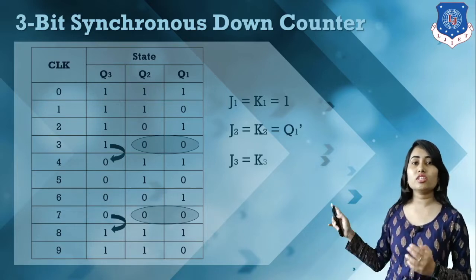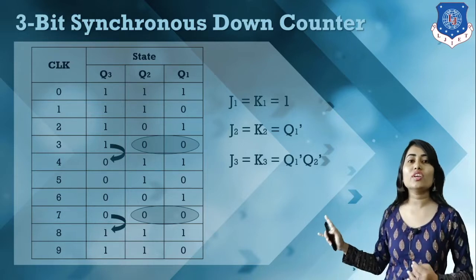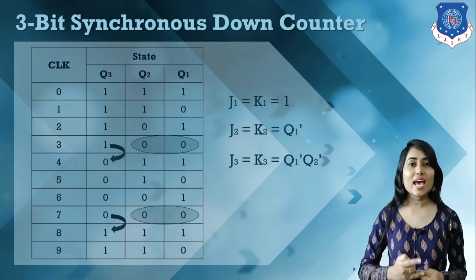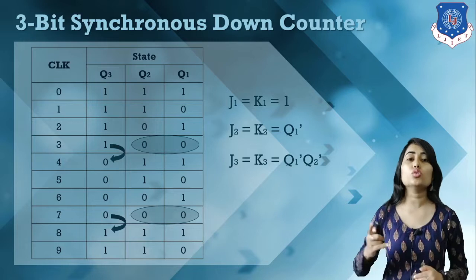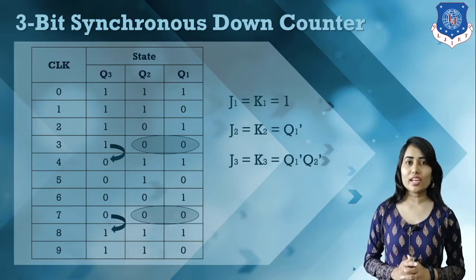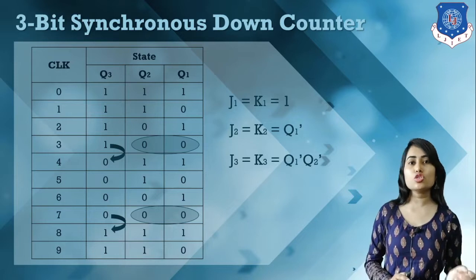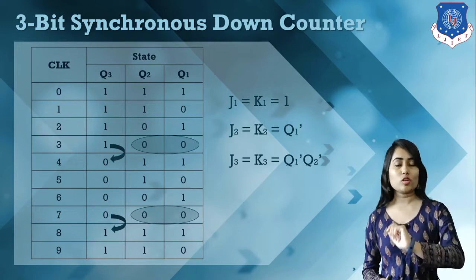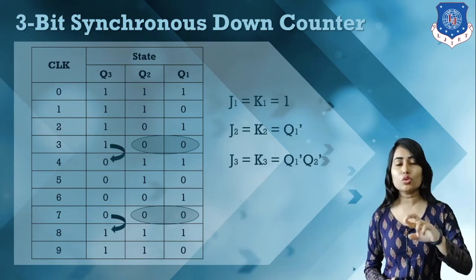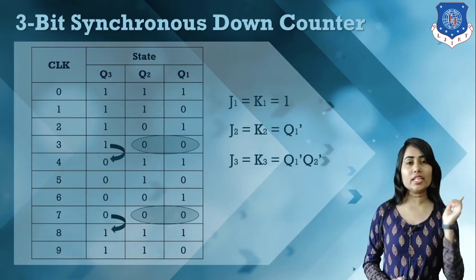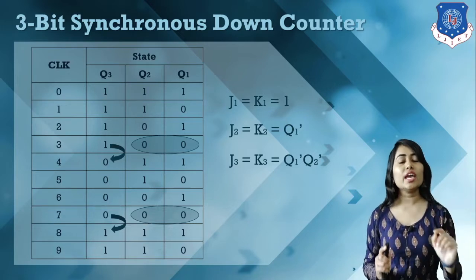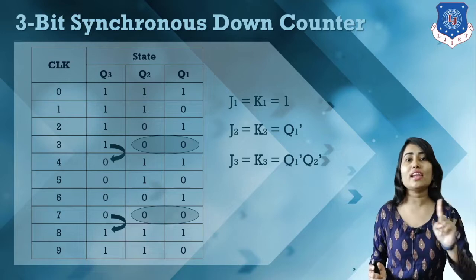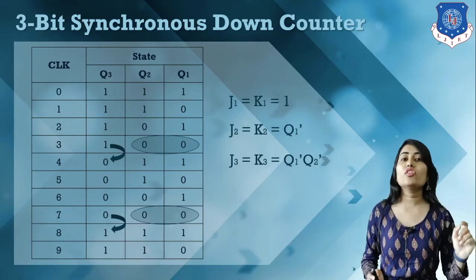Here also, whenever Q2 and Q1 are equal to 0, we have a change of state. That's why we can say that J3 K3 is equal to Q1 dash into Q2 dash. So whenever Q1 is equal to 0 and Q2 is equal to 0, Q1 dash and Q2 dash are equal to 1. That means if we apply Q1 dash into Q2 dash, both 1 into 1, we have a 1 in J3 K3. So due to this we have a change of state, which means we have toggle mode operation. So whenever Q1 and Q2 are both equal to 0, we have a change of state.